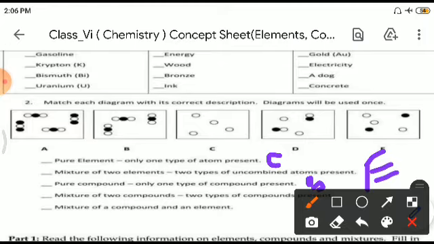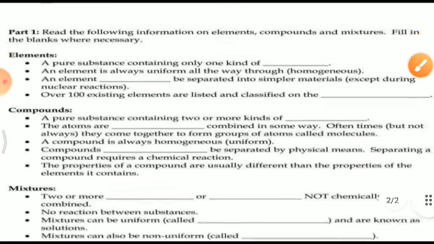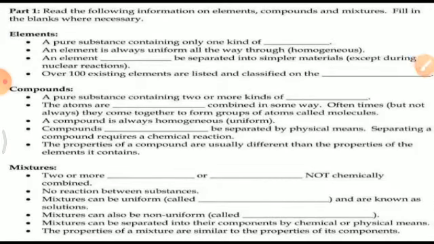Mixture of two compounds, of two types, right? Two types is A. See, in A there are two white dots and one black dot, and two black dots and one white dot also. So this is A. And the last one, mixture of a compound and an element, is the remaining one, D. See, there are single dots and two black and white dots. Okay, so this is how we need to do this exercise, right?